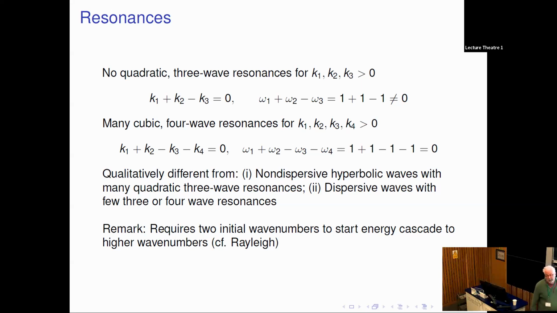He was essentially computing the Fourier expansion of a periodic traveling wave moving along the front. But once you have two wave numbers, then the whole thing kicks off. You have 1 and 2, and then you can generate 2 plus 2 minus 1 is 3, and so on. But you need two wave numbers to get started. Rayleigh didn't see that because he just started with one wave number in his sinusoidal equation.